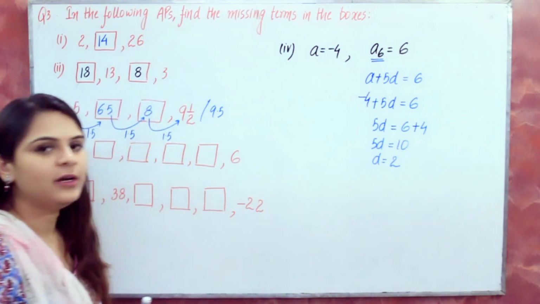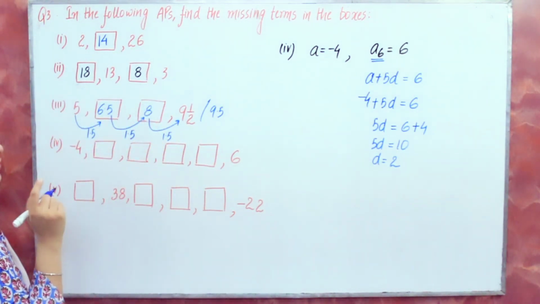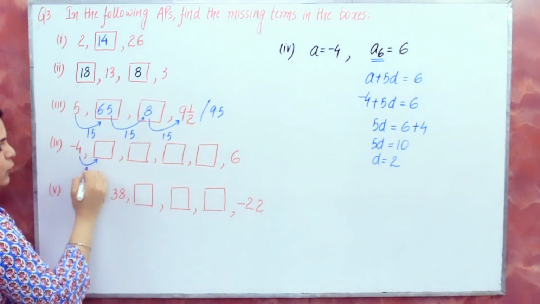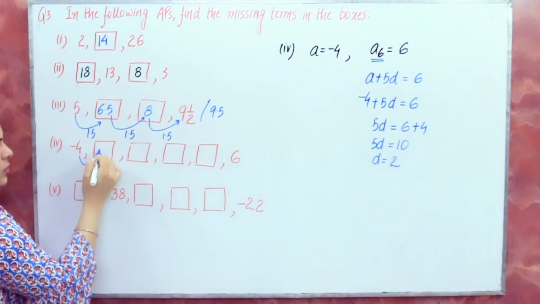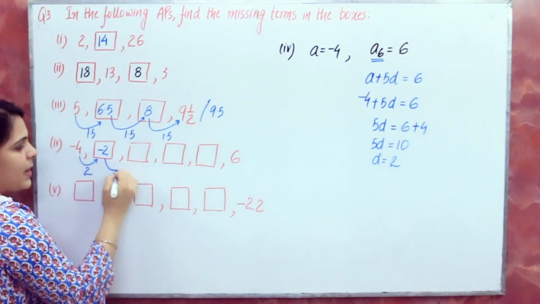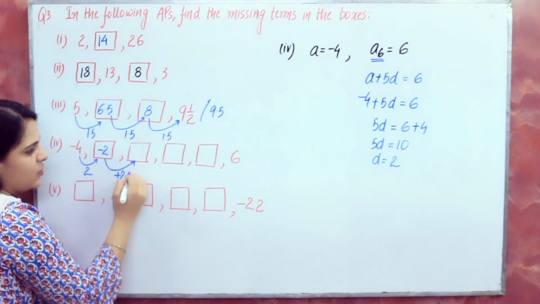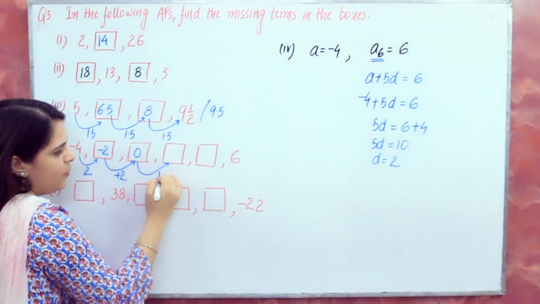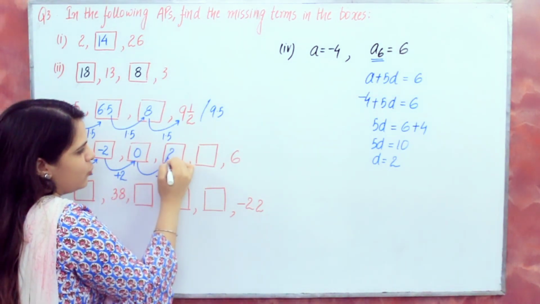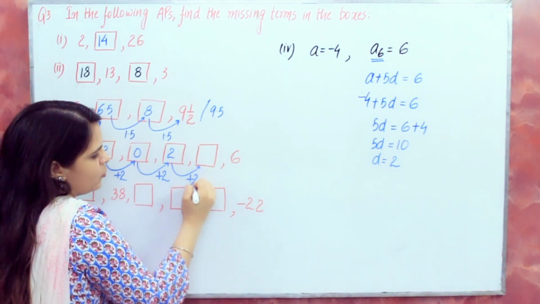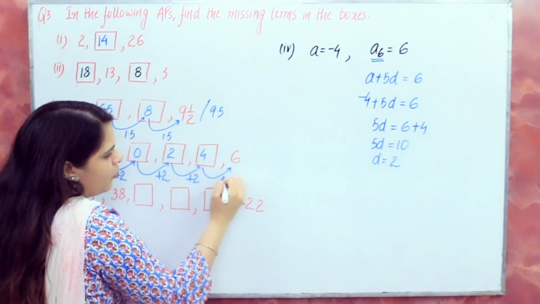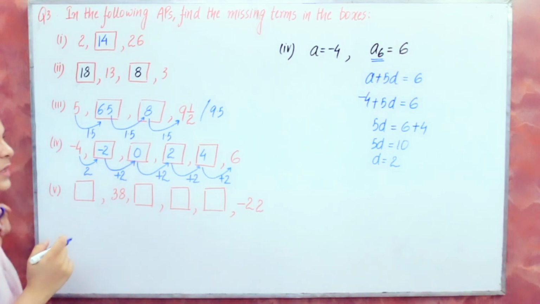So we have common difference is equal to 2. So every time you have to add 2 to this term. So this will be minus 2. Minus 2 plus 2 is 0. 0 plus 2 is 2. 2 plus 2 is 4, and 4 plus 2 is 6. I think that's very easy.